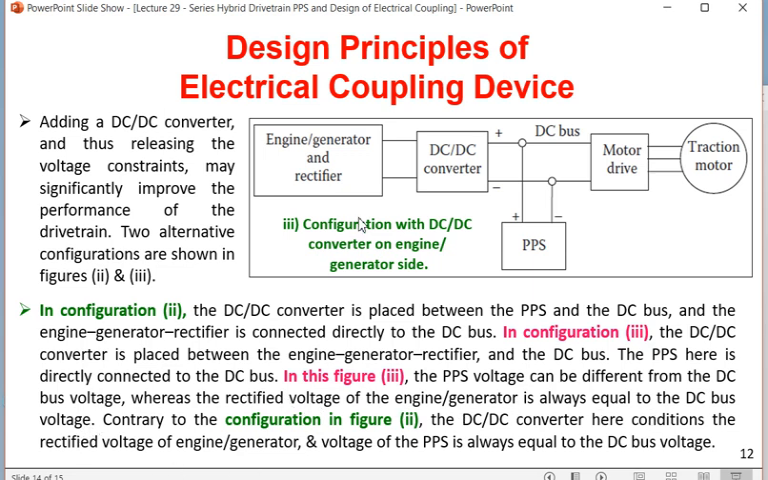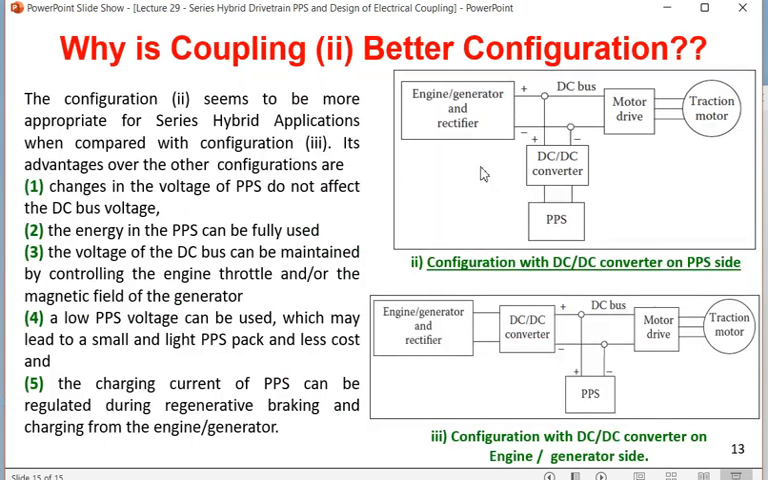Whatever the engine generator rectifier output is, that will be converted by the DC to DC converter, and that will be nothing but equal to the bus voltage. So whatever the voltage of the PPS is, that matters a little less. Contrary to configuration 2, in configuration 3 the rectified voltage of the generator is always equal to the DC bus voltage. That means one thing we are finding here: wherever the DC to DC converter is, that source will dictate what the bus voltage is going to be. So the DC to DC converter, as it is a buffer, actually decides the level or condition of the DC bus voltage. Among these three, which one is a better configuration?